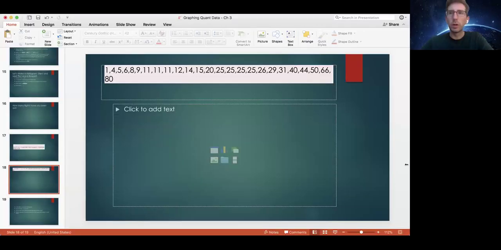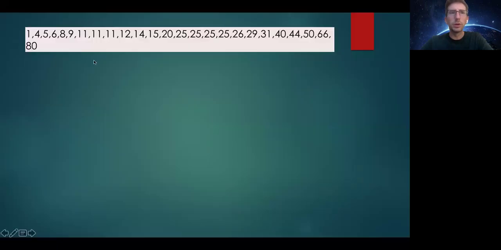Welcome back. This will be our last video for chapter 3. We're going to stick with our same data set and we are going to make a box and whisker plot out of this set of data. So before we can make the box and whisker plot, we first need to calculate our 5-number summary.